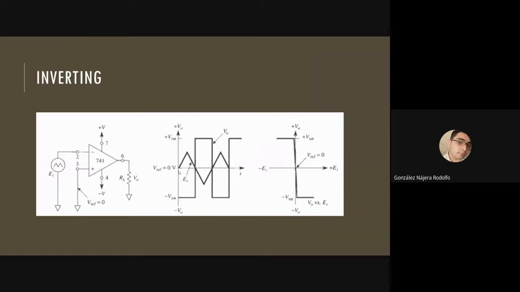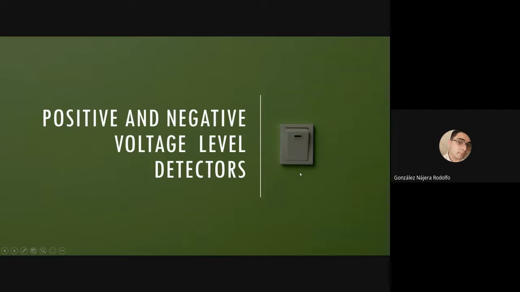We have a positive inverting comparator and the type of signals that it shows. Positive and negative voltage level detector. Next.